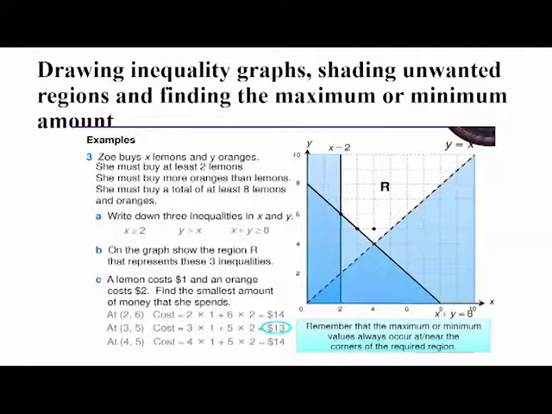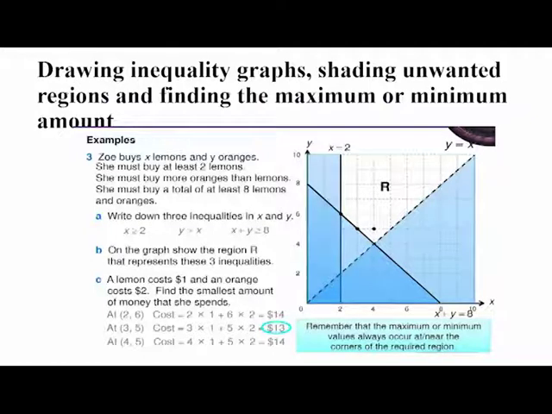When we are drawing inequality graphs, shading unwanted regions and finding the maximum and the minimum amount, this is where you need it now. You draw the inequality, you shade, you find the maximum or the minimum point. For example, Zoe buys x lemons and y oranges. She must buy at least 2 lemons. She must buy more oranges than lemons. She must buy a total of at least 8 lemons and oranges.